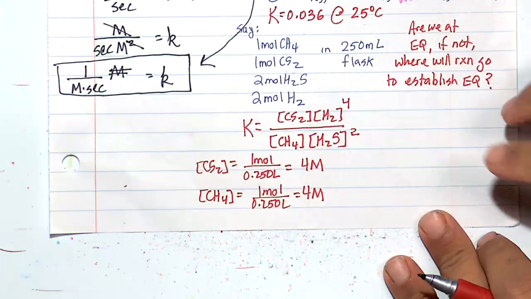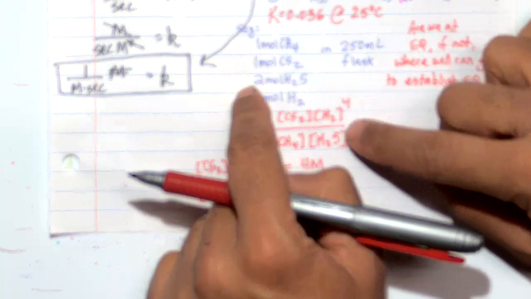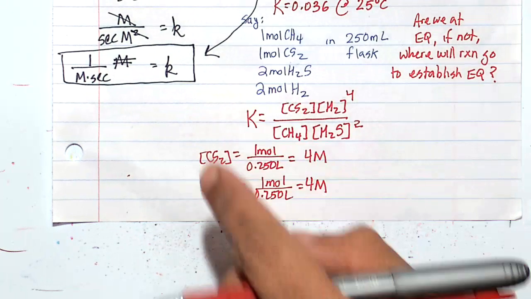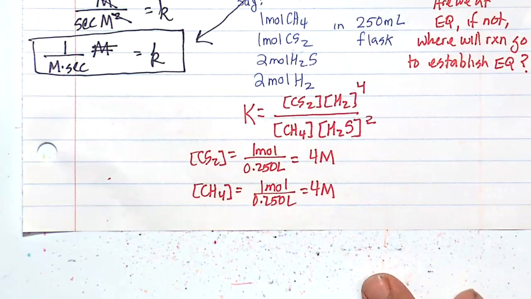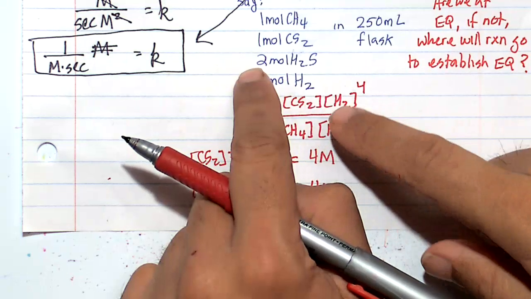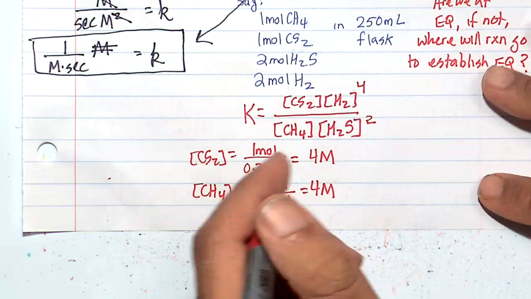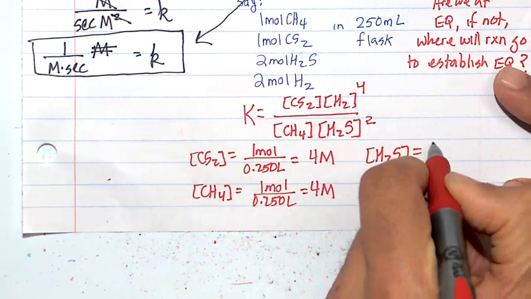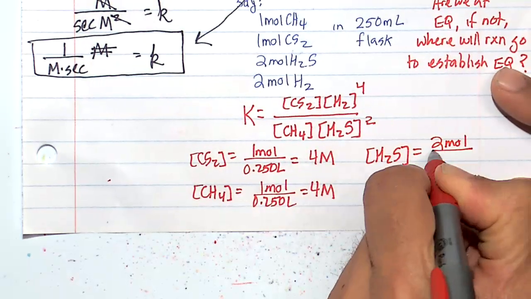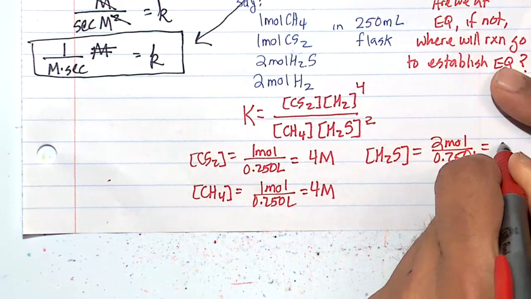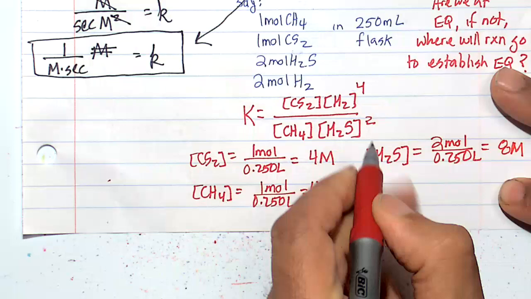2 moles of H2S. We can't just put 2 moles of H2S in our equilibrium expression. What goes in here is moles over liter. So the concentration of H2S is 2 moles, again convert that to liters, 0.250 liters. That is 8 big M, moles over liter.